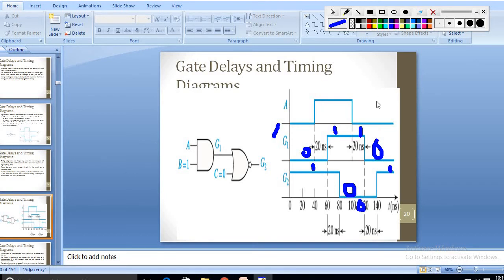So in this diagram, G1 is interlinked with A. As A changes, G1 changes, and G2 is always interlinked with G1, because as G1 changes, G2 will change. But in all cases, the outputs G1 and G2 take a finite time to change their state. That I need to call a propagation delay. Is it clear? So this is about the gate delay timing diagram. Next we'll move on to the next concept.